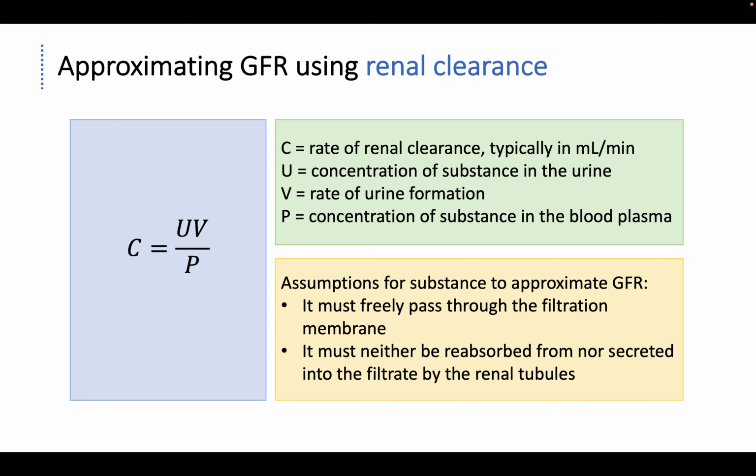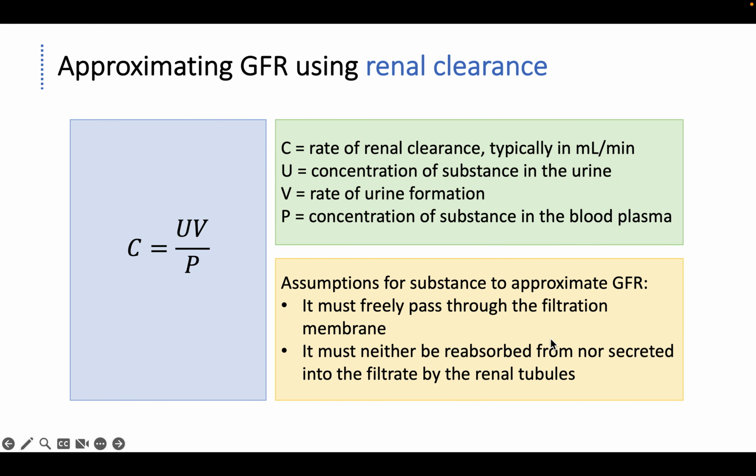And so what you can do is you can take a substance or some molecule in the blood, run this blood through the glomerulus, it gets filtered, and then you see how much of that substance appears in the urine, right? For it to be completely accurate and the most reliable, there are a couple of things that have to be true. And we're down here in this yellow box.